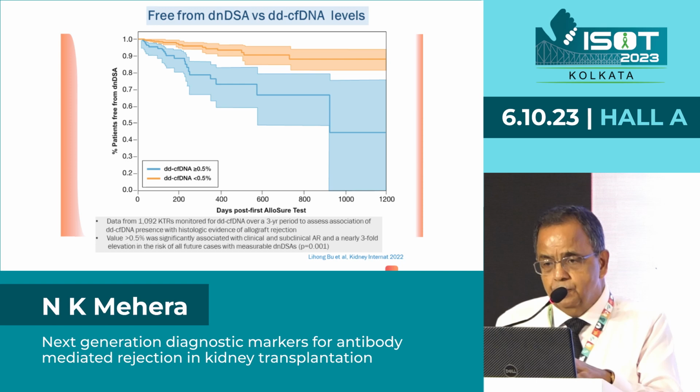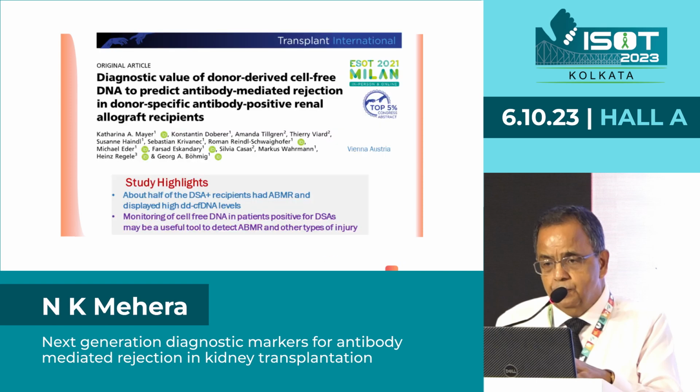And therefore, the other slide shows de novo donor-specific antibodies versus ddCfDNA levels. So I think what this study is indicating is that in patients who had more than 1% donor-derived DNA levels, you can actually predict the presence of de novo development of donor-specific antibodies.